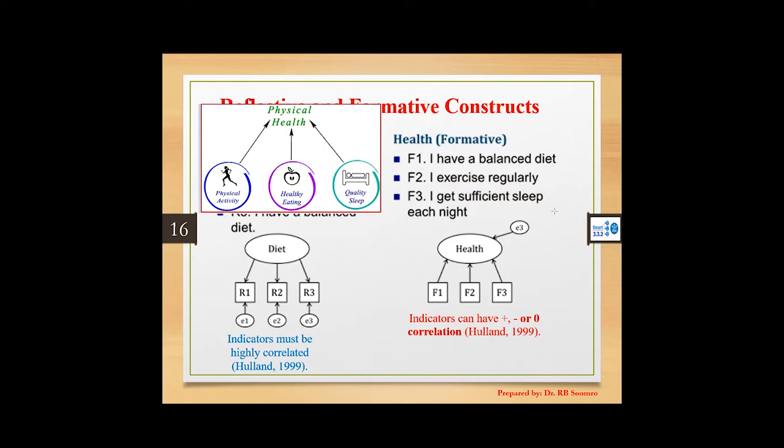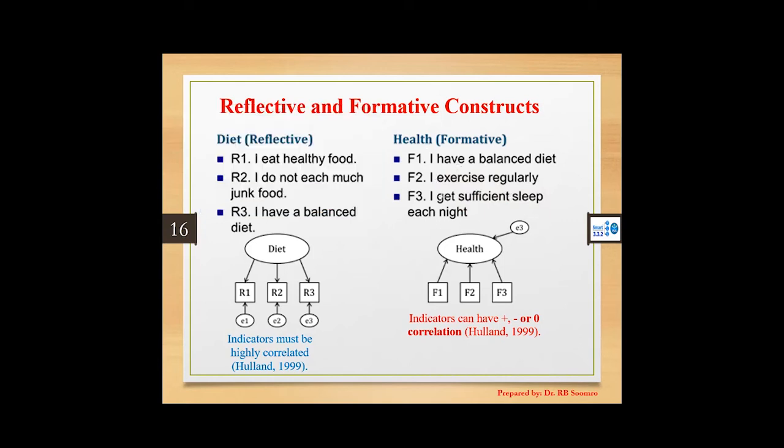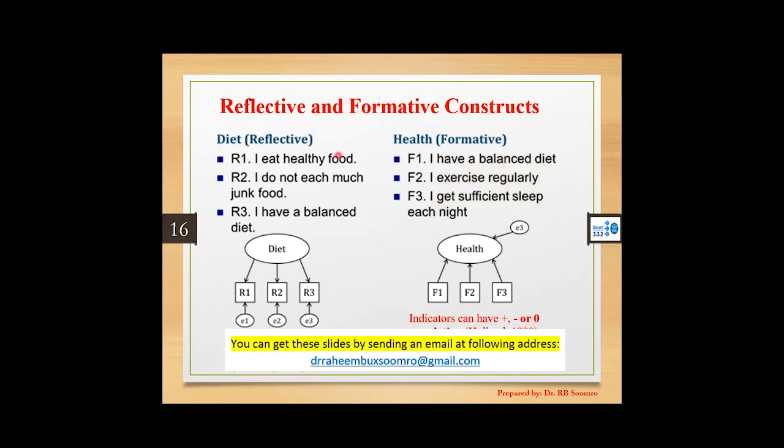So now see that the questions are different from each other. That's why it's not normally required that there should be a correlation among these 3. Sometimes there's a positive correlation, sometimes a negative correlation, and sometimes there is no correlation among them. So this is the basic difference between the formative and the reflective construct.